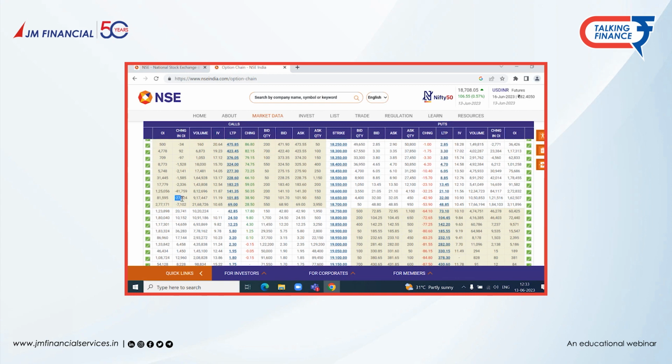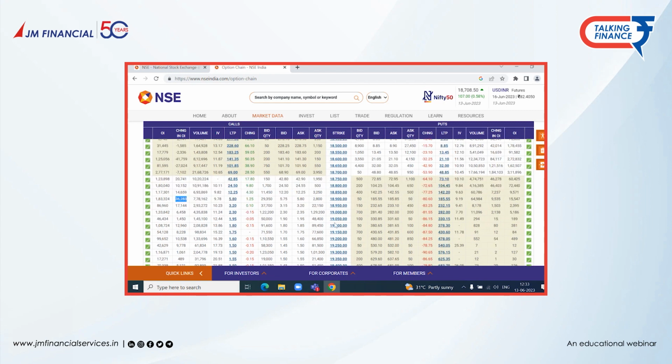whereas resistance जो call writers थे वो भाग रहे हैं अपनी position से, and they are looking at the next strike price जहाँ पे वो safely अपनी position बिठा सके, ताकि Nifty अगर यहाँ से और 100 पॉइंट ऊपर बढ़ भी जाता है, so then where can I be safe.